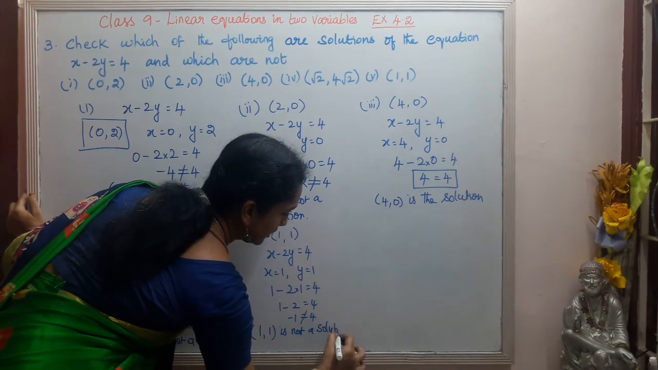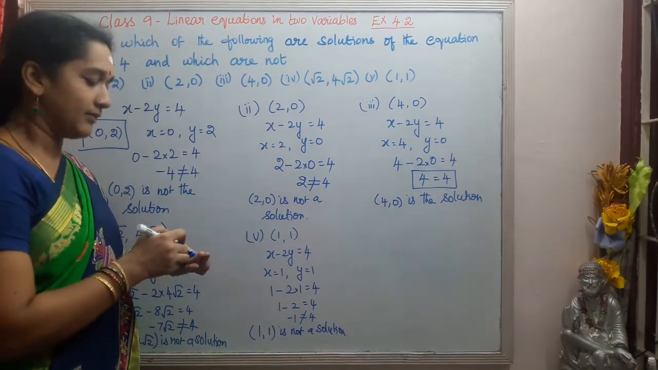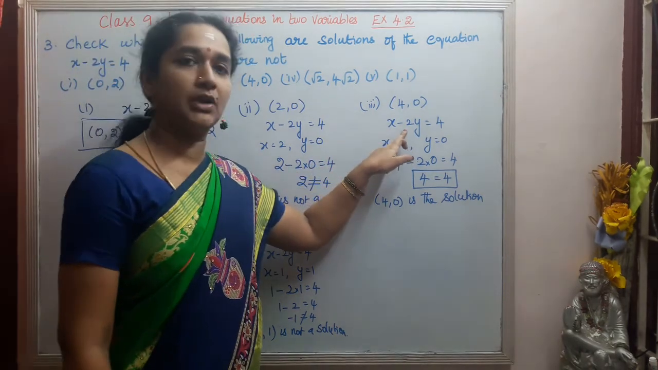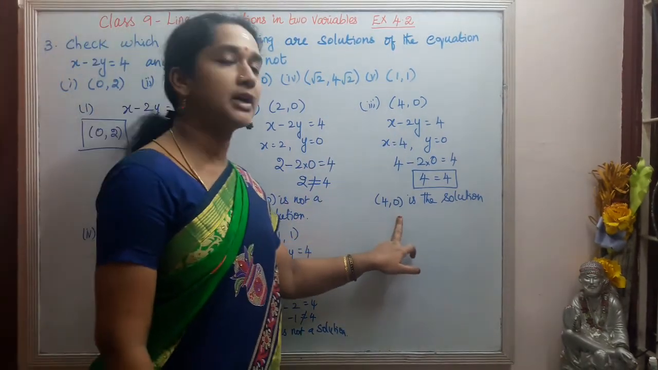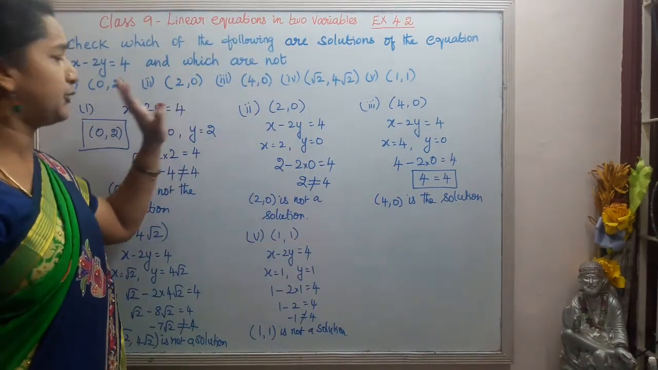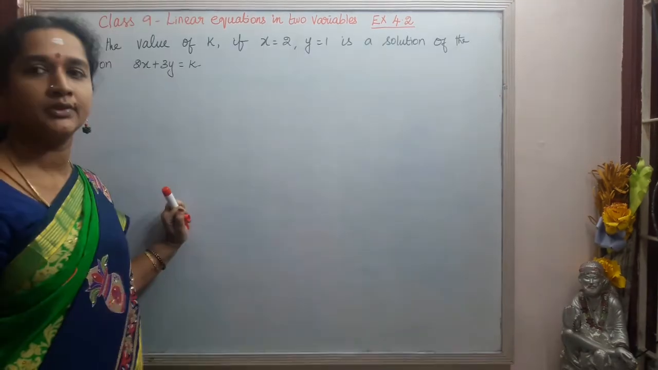So like this, all the 5 ordered pairs, values of x and y, we have substituted in the given equation and checked which is the solution. And in this, 4, 0 is the only solution for the given equation. All others are not solutions.